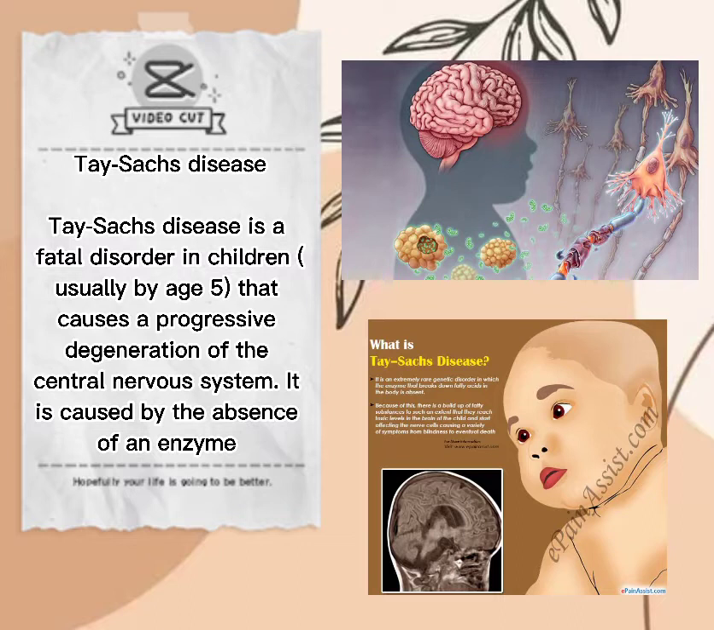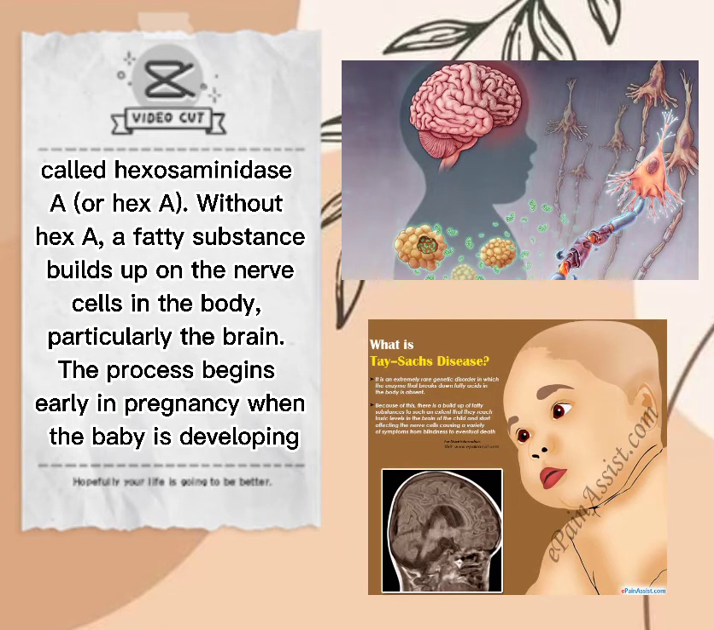Tay-Sachs disease. Tay-Sachs disease is a fatal disorder in children, usually by age 5, that causes a progressive degeneration of the central nervous system. It is caused by the absence of an enzyme called hexosaminidase A, or HEX-A. Without HEX-A, a fatty substance builds up on the nerve cells in the body, particularly the brain.